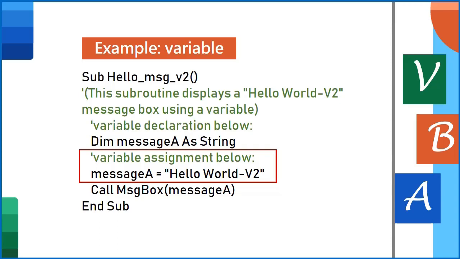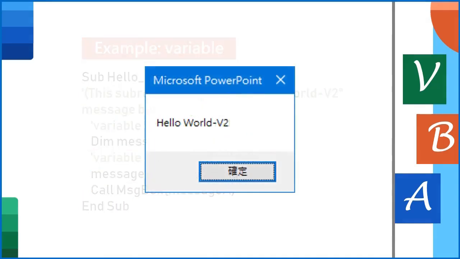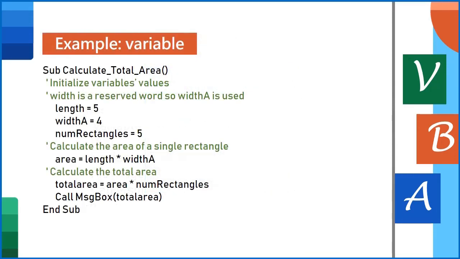The MsgBox procedure has the same syntax as before, but with a different argument which has become the variable message A. When the macro is run, the message box displays the text stored in the variable message A, so it displays Hello World v2. Now you might be thinking, why don't we just specify values directly? Why bother with these variables to make the thing more complicated?